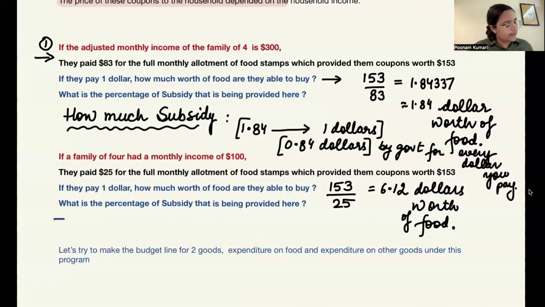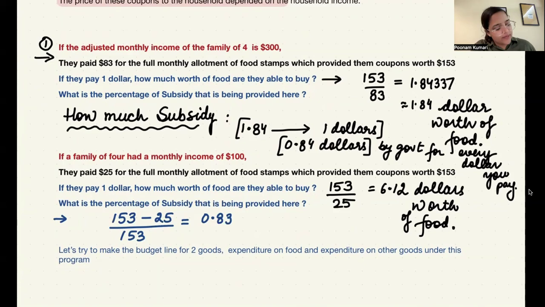यहाँ पे क्या करेंगे सब्सिडी निकालने के लिए? 153 minus 25 divided by 153. What do we get? What is the number that you get? So this is 0.83. So this much subsidy is being provided.